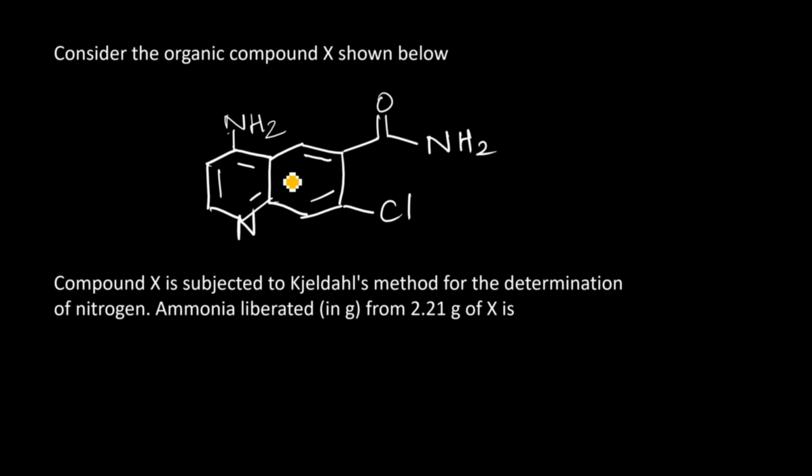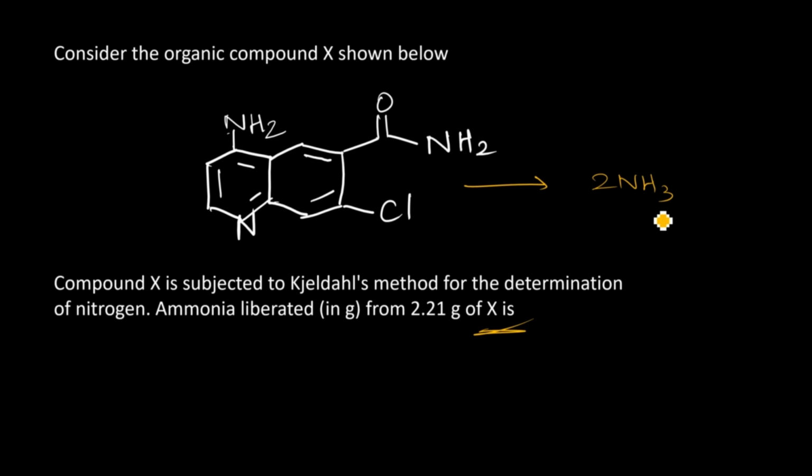Moving on to the next question. Consider the organic compound X shown below. The compound X is subjected to Kjeldahl's method for the determination of nitrogen. Ammonia liberated from 2.21 grams of X is... Okay, cool. So which will give you the ammonia? That's what they are talking about. 2 nitrogens are there. I'm taking 2 ammonia.